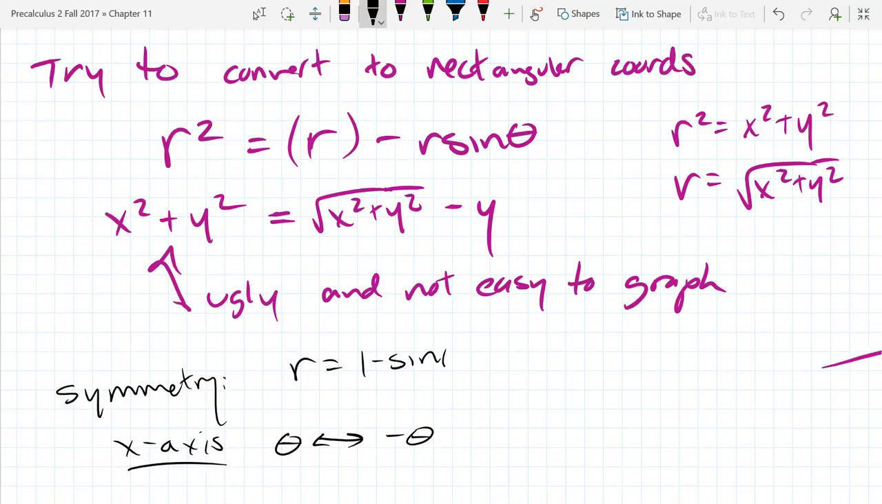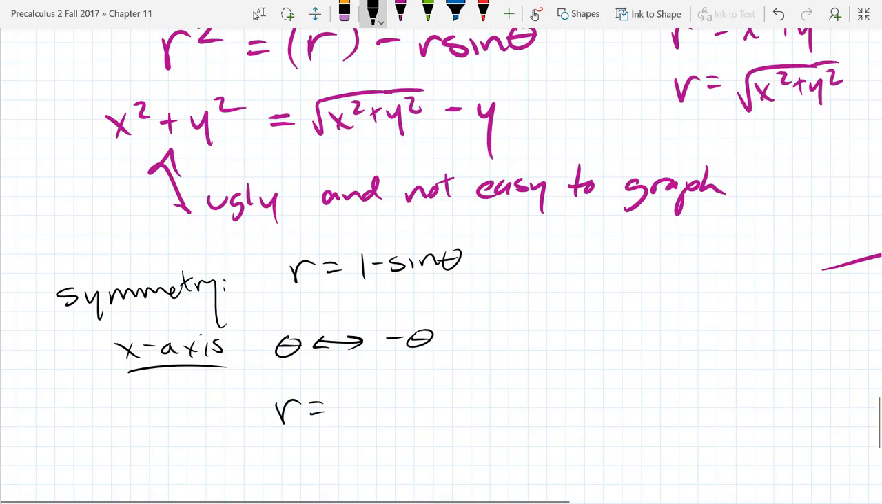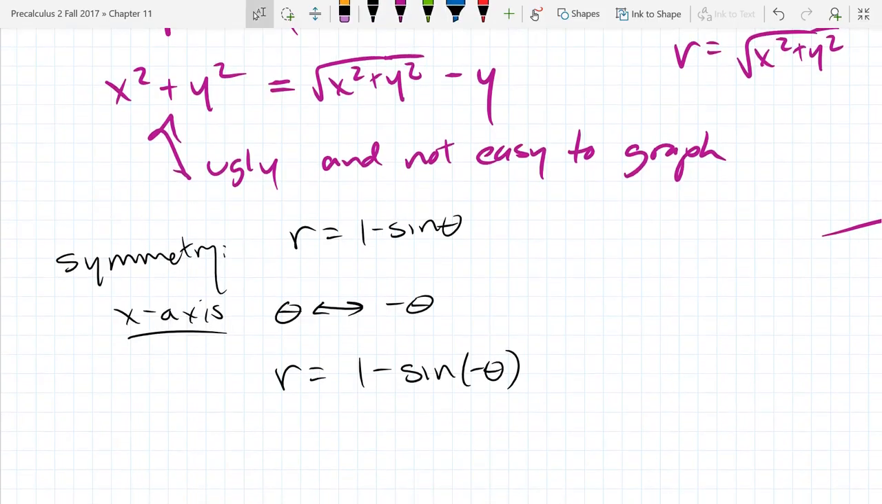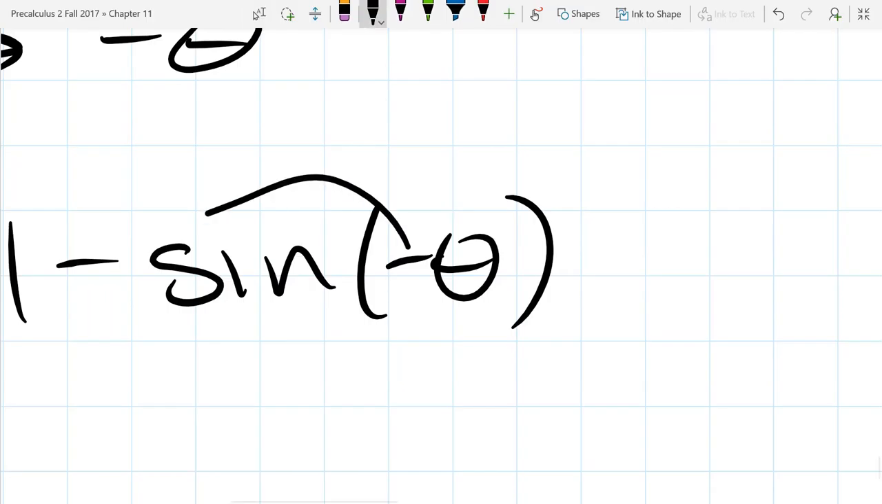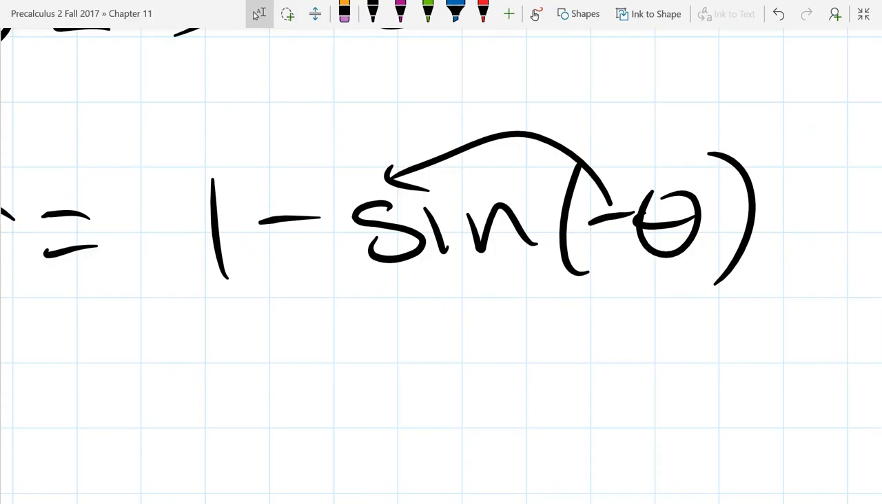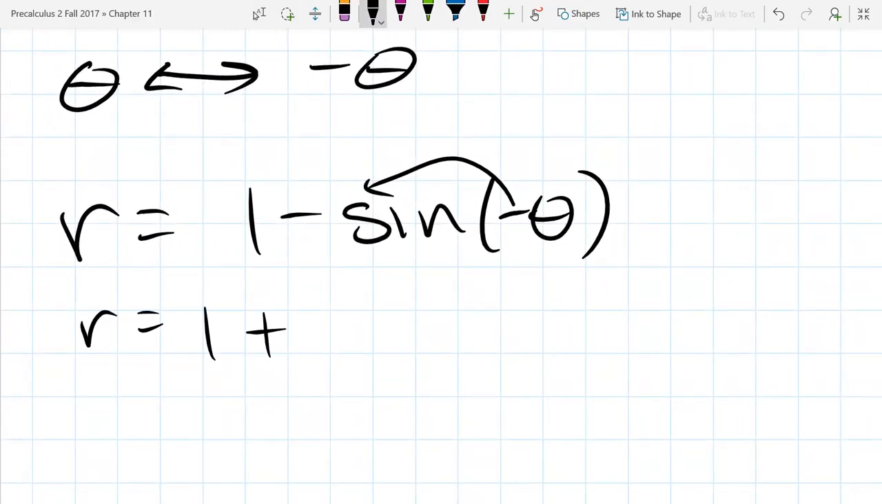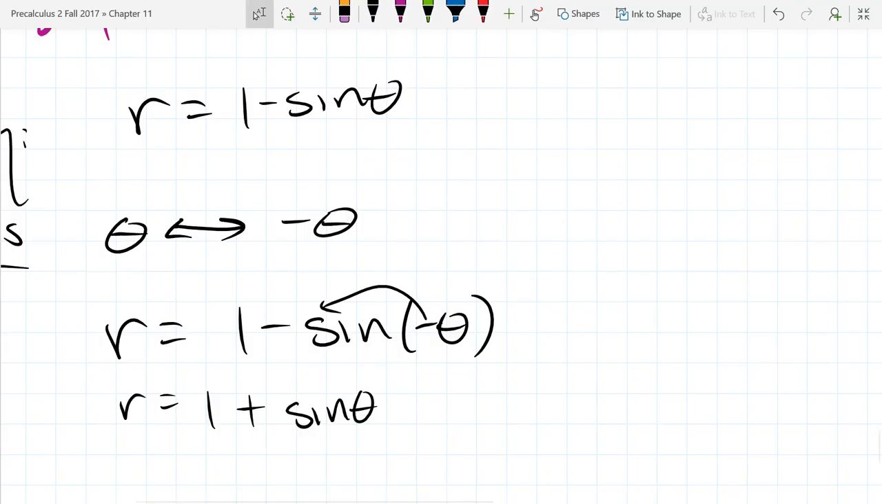All right, so replace theta by negative theta. No problem. Our original was r equals 1 minus sine theta. So it's not sine theta anymore, it's sine negative theta. Now, is sine even or odd? So sine's odd, so that negative sign in front of theta can be moved out front instead of just erased. If I had the cosine function, I can just erase that negative sign. Cosine's even. So we got 1 plus sine theta. You pass the test if you get back to where you started.